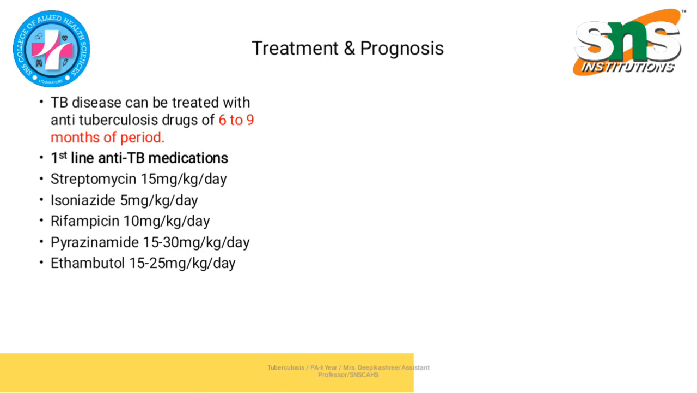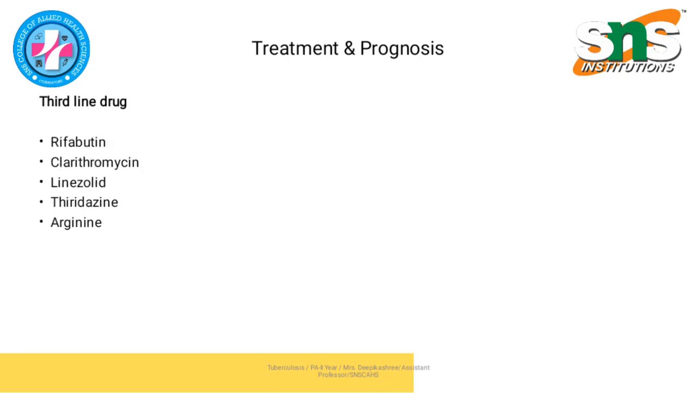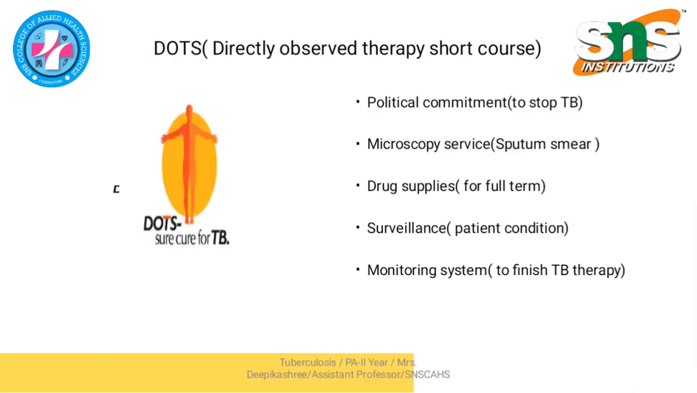Treatment and prognosis. TB disease can be treated with anti-tuberculosis drugs over a 6 to 9 month cycle. First-line therapy is streptomycin, isoniazid, rifampicin, pyrazinamide, and ethambutol. The second line of drugs is capreomycin, ethionamide, para-aminosalicylic acid, cycloserine, and vitamin B pyridoxine. The third line of drugs is rifampicin, clarithromycin, and pyridoxine.